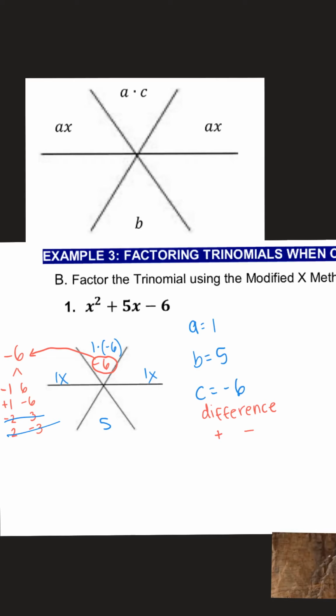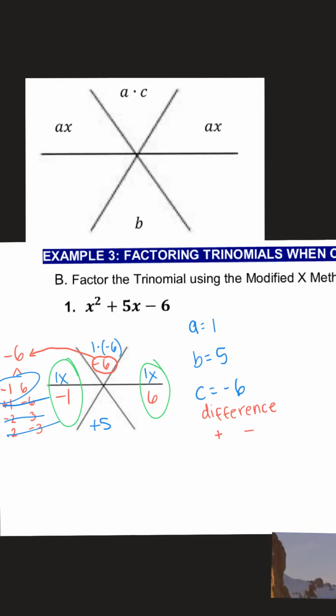Now this 5 is positive, it's a positive 5, so which one of those numbers when I subtract them gives me positive 5? Well, if I use my calculator to help me, I know 1 minus 6 gives me negative 5, so that doesn't work. So the numbers that I want to use are negative 1 and positive 6. And those are my factors, so I just need to rewrite them as my answer. So I get x minus 1 and x plus 6 as my answer.